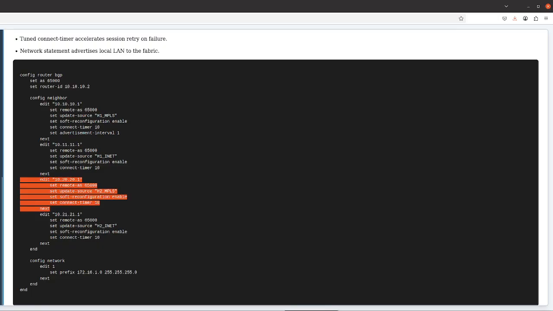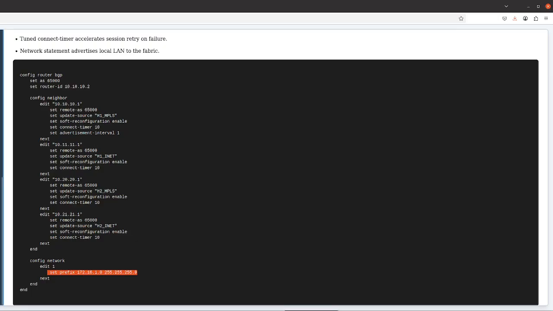The config network command defines the prefixes this spoke will advertise into BGP. The edit 1 creates network statement 1, and set prefix 172.16.1.0 255.255.255.0 advertises the spoke's local LAN subnet. This is how the hubs and other spokes learn that 172.16.1.0/24 is reachable through this spoke. Each spoke would have its own unique network statement matching its unique local subnet.